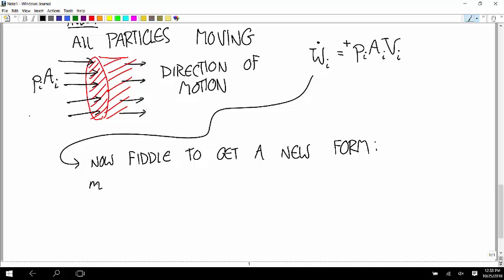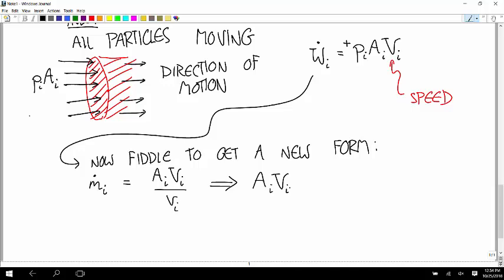Remember that the rate of mass flow at the inlet, or anywhere, is equal to the area at the inlet times the speed at the inlet divided by the specific volume at the inlet. Just so you can follow this later, remember that this capital V is a speed, not a volume. And so that says that we can replace A_i times V_i with m_i dot times the specific volume.